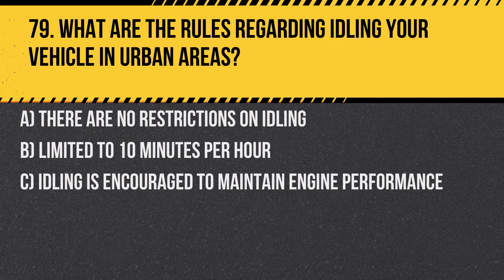Question 79. What are the rules regarding idling your vehicle in urban areas? A. There are no restrictions on idling. B. Limited to 10 minutes per hour. C. Idling is encouraged to maintain engine performance. Answer. B. Limited to 10 minutes per hour. Many urban areas have regulations to reduce unnecessary idling to minimize air pollution.